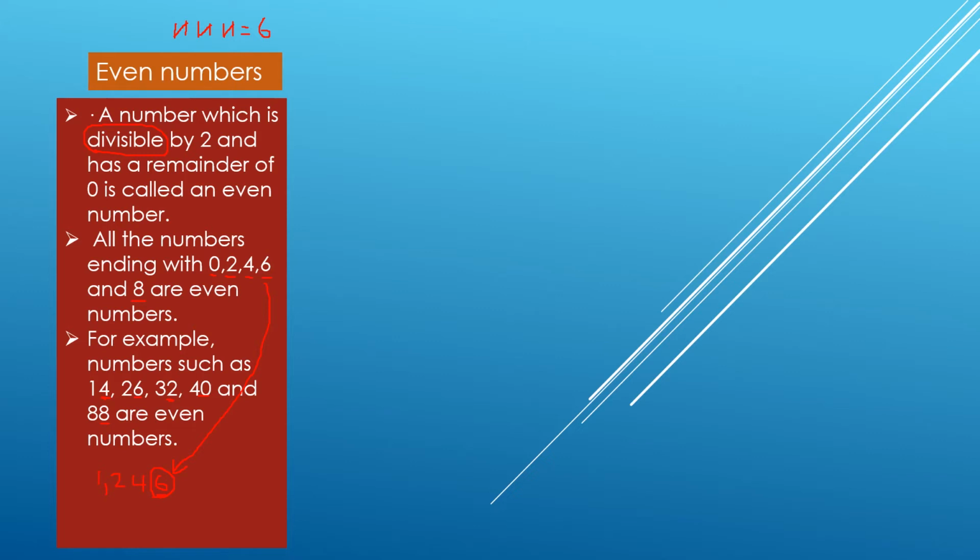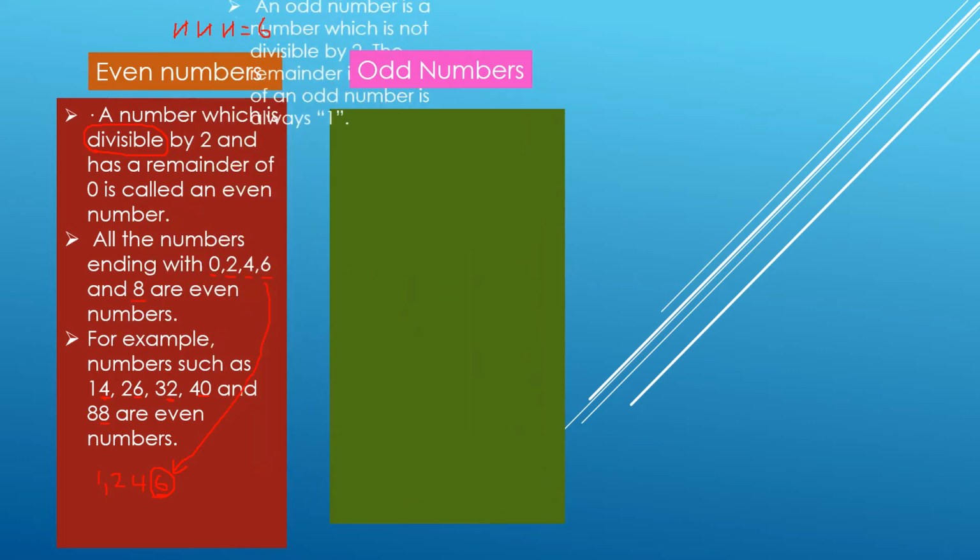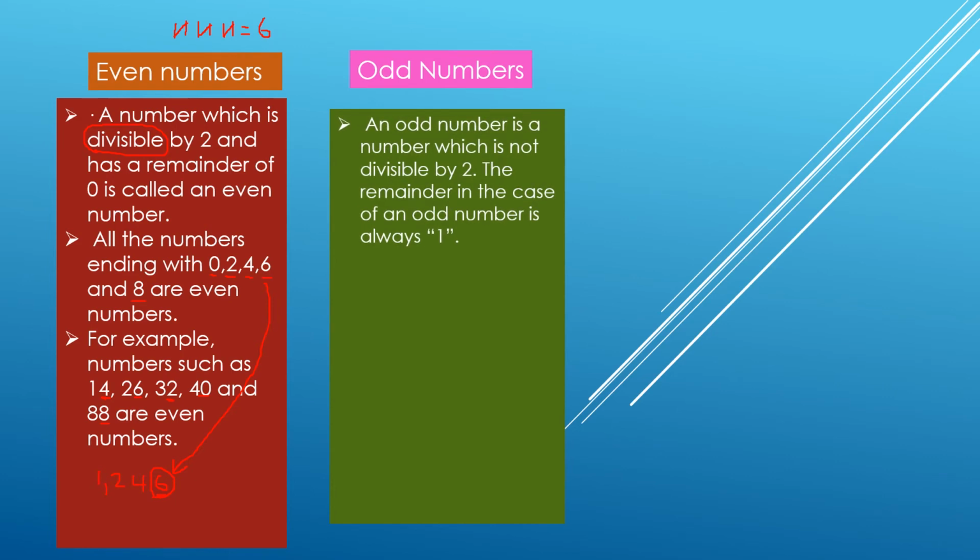I guess that you know what even numbers are now. Let us go to odd numbers. What are odd numbers then? One: an odd number is a number which is not, look at the word here that I'm going to circle, not divisible by 2. And we know divisible means that it can be divided, so not divisible means that it cannot be divided, right? The remainder of an odd number is always 1.